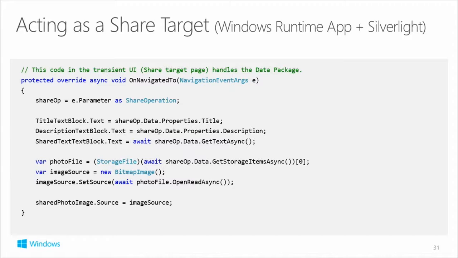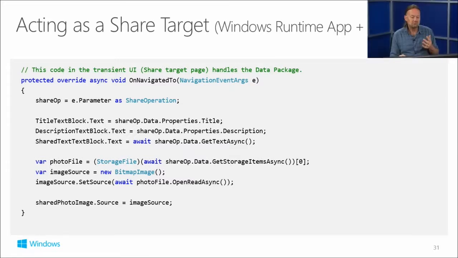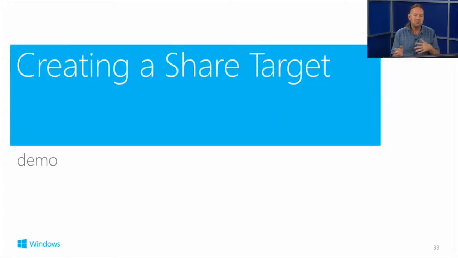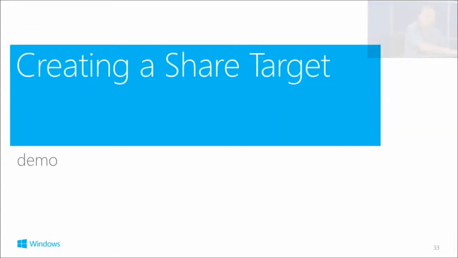So this kind of works. This bit of logic here would be exactly the same in a Windows Runtime app or in a Silverlight app. So all good. But the one thing that's different is that the transient UI must show some kind of prompt where the user says, okay, I'm good with that, or no, I don't want to complete this sharing operation. In both cases, you need to call the report completed method on that share operation object. This is the indication to the shell saying, okay, I'm done, and that's when it returns back to the caller.